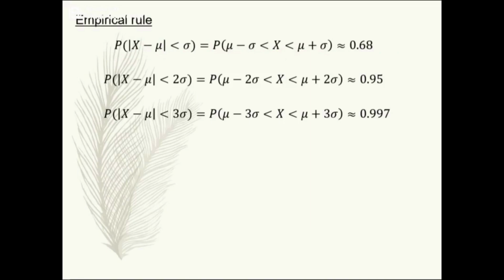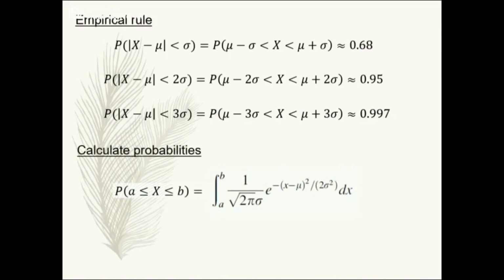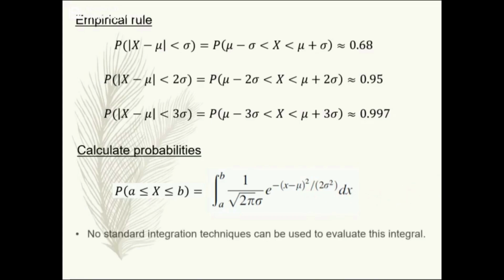Okay, so now let's get to the fun part. What if we wanted to find probabilities, for instance, the probability between A and B? The procedure is always to integrate from A to B on the PDF. But this PDF looks crazy. Believe me, it's crazy, because as a matter of fact, there are no standard integration techniques that can be used here. So what do we do?